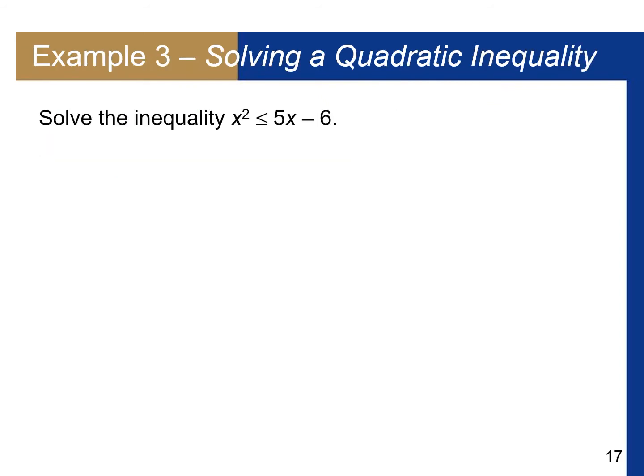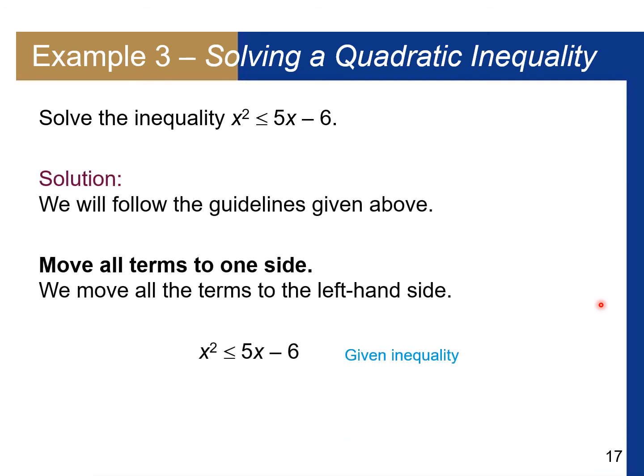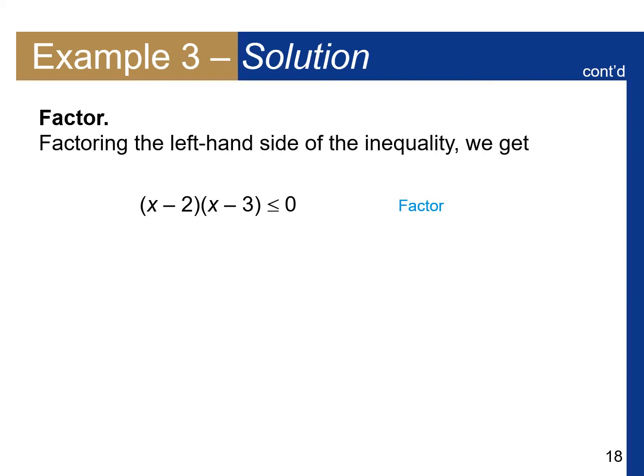Here we have an inequality. We're going to want to move our 5x and minus 6 over to the other side. So we will subtract 5x and we will add 6. So now we have this. Now, if I look at this, I say factors of 6 that add to get 5, and the signs are the same, and they will both be negative. So there's my factor.